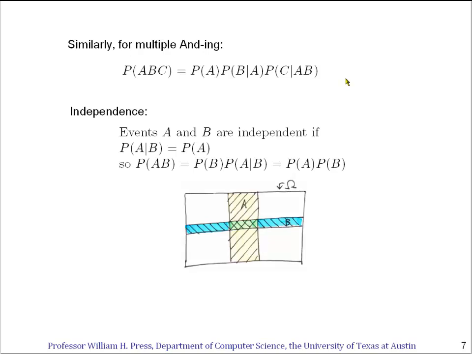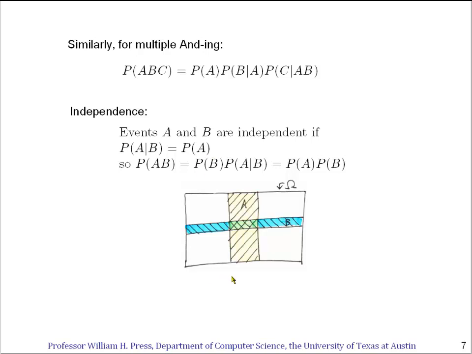There's another concept called the concept of independence that we can cover here on this same slide. Events A and B are said to be independent if the probability of A given B is the same as the unconditioned probability of A. In other words, knowing that we're in B has not changed the probability of A from its value as a fraction of the whole outcome space of omega.